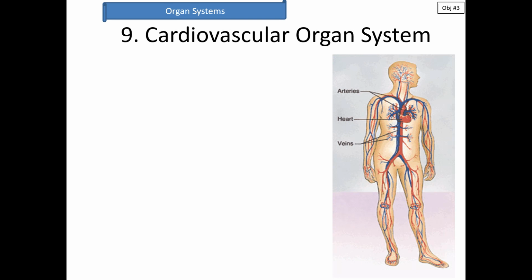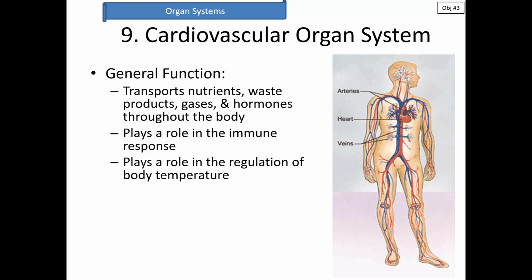Cardiovascular system, this is the highway, so to speak, the roadway for the body. This is how everything travels. Cells don't just get up and move around and get what they need. They receive what they need by traveling through the bloodstream. They get rid of their waste by putting it into the bloodstream. The general function is to transport nutrients, waste products, hormones throughout the body.